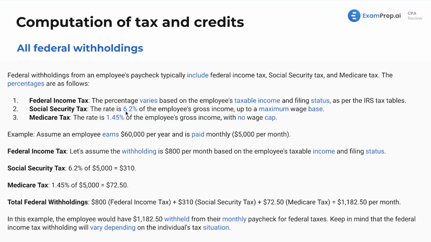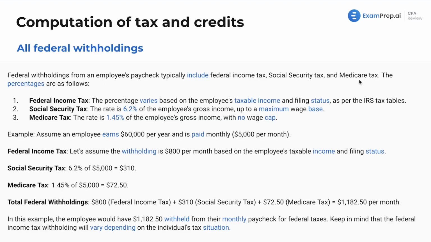Now, these percentages, these will never change. I mean, at least, we'll probably hear about it if they change. Social Security tax is going to be 6.2% of the employee's gross income. And the Medicare tax is 1.45% of the employee's gross income. Now, federal withholdings from an employee's paycheck typically include federal income tax, Social Security tax, and Medicare tax.